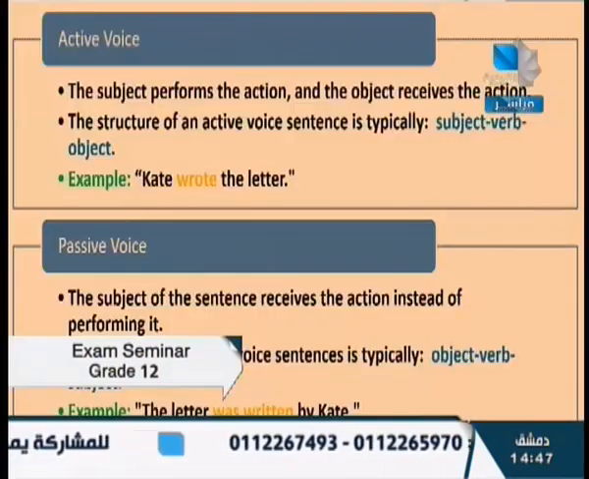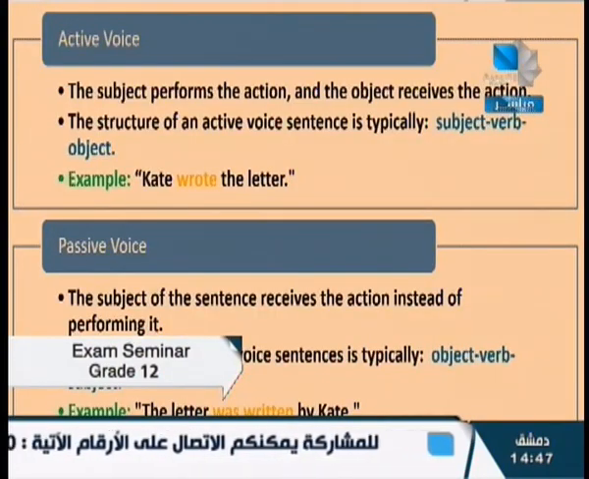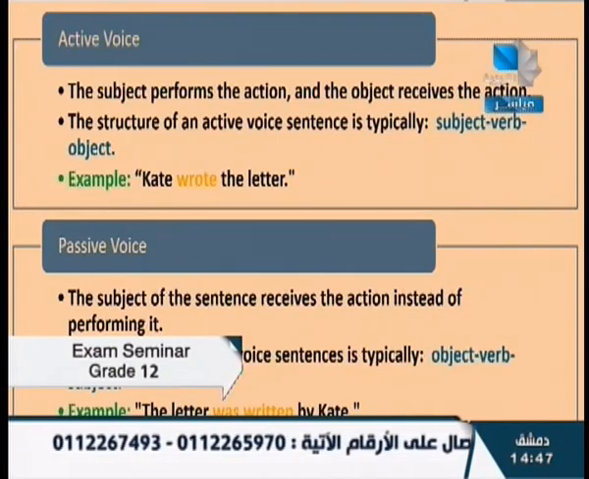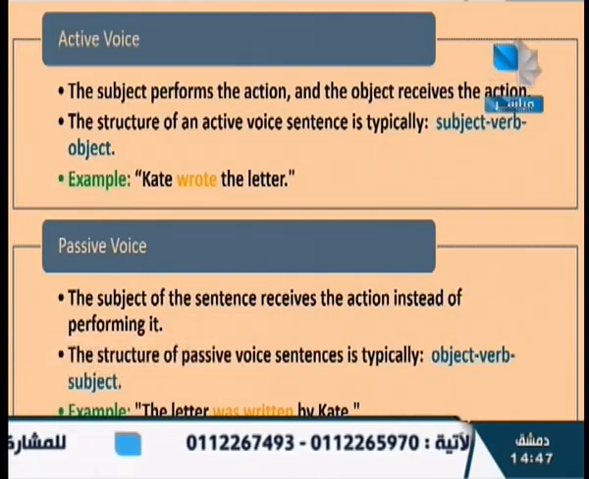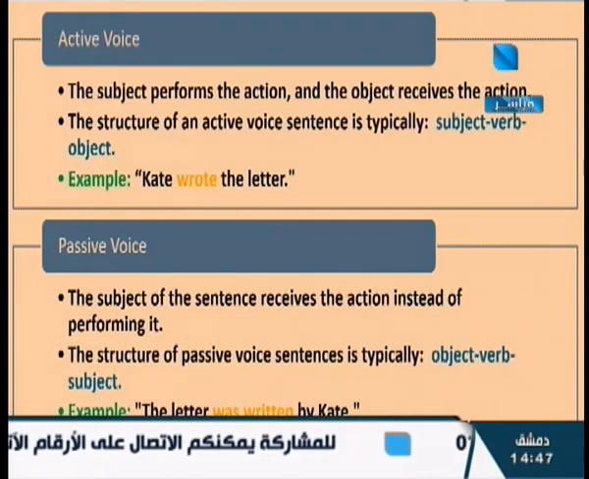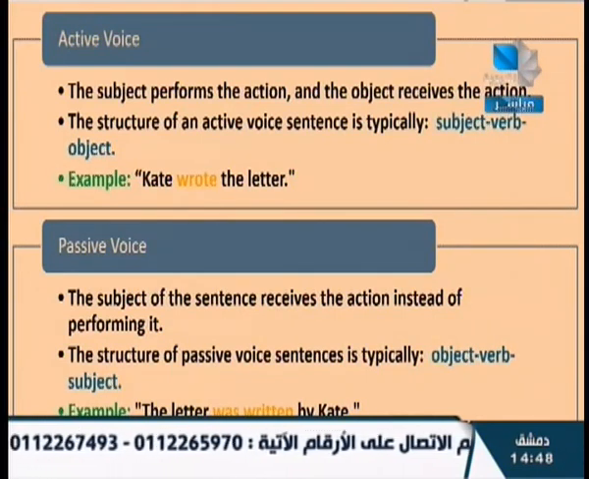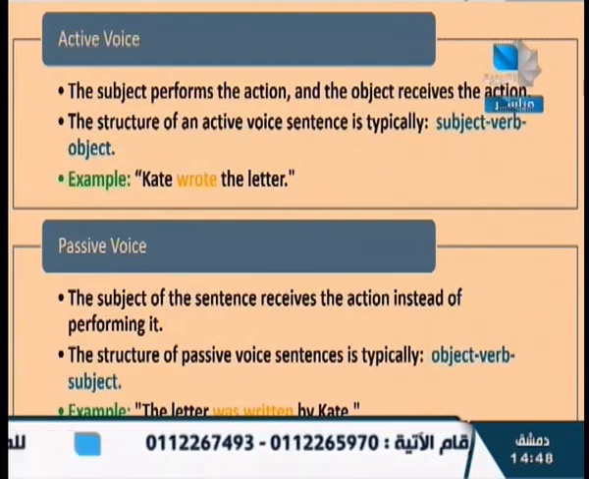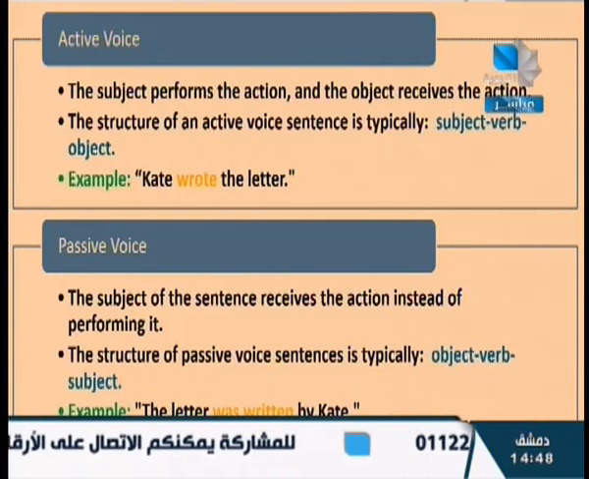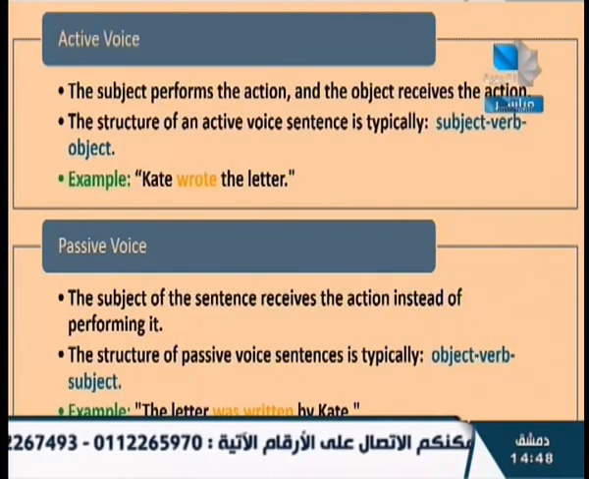The floor is yours, Wala. Yeah. The difference in meaning and structure between active voice and passive voice. Let's start with the active voice. The subject performs the action and the object receives the action. The structure of an active voice sentence is typically subject, verb, plus object. For example, Kate wrote the letter. Kate here is the subject who performs the action, and the letter is the object.